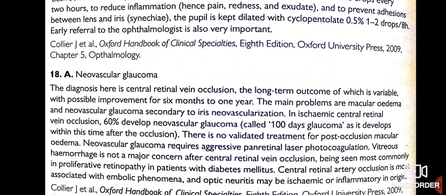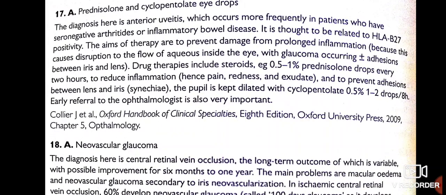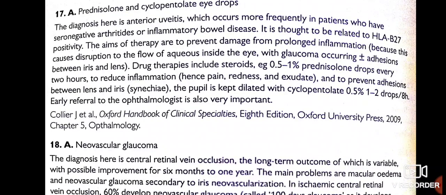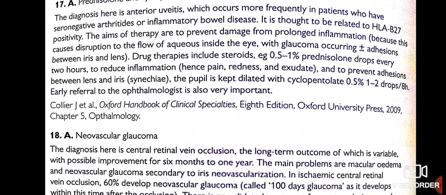Let's discuss both. The diagnosis: prednisolone and cyclopentolate eye drops in anterior uveitis. It is more frequent in patients who have seronegative arthritis or inflammatory bowel disease. It is thought to be related to HLA-B27 positivity. The aim of therapy is to prevent damage from prolonged inflammation, because this causes disruption to the flow of aqueous inside the eye, with glaucoma occurring from adhesions between iris and lens.